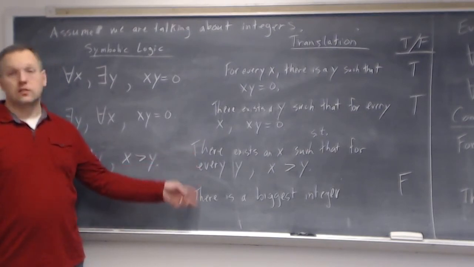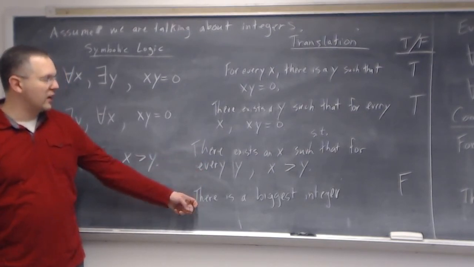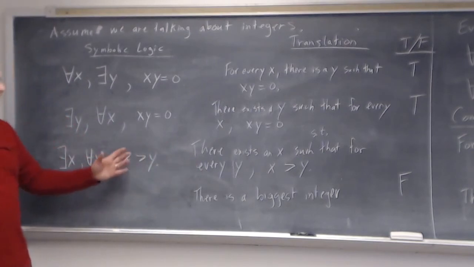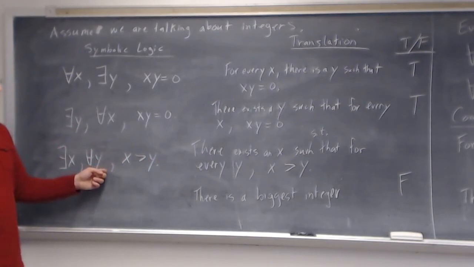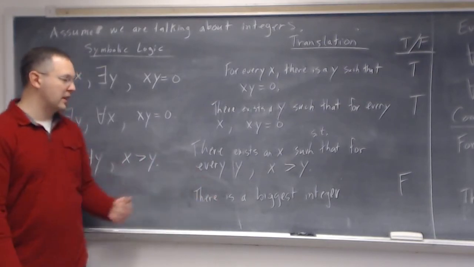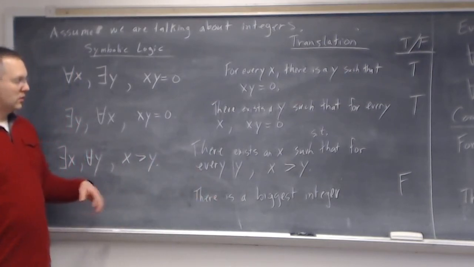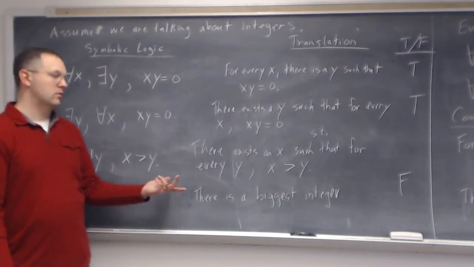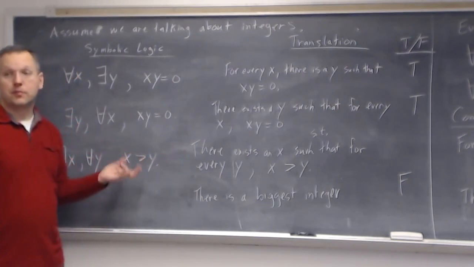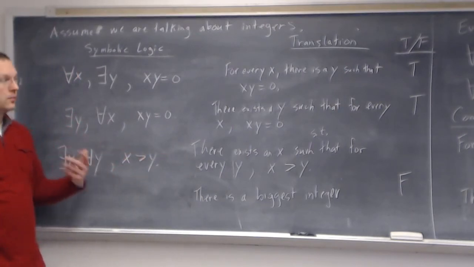What's going to be hard is if you have a sentence like this and you want to rewrite it in symbolic notation: there is a biggest integer. You probably wouldn't think of that off the bat as there exists an x such that for every y, x is greater than y. But the meaning behind them is the same.